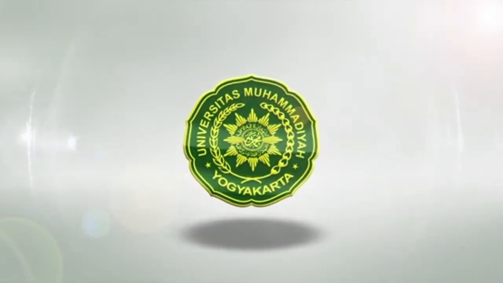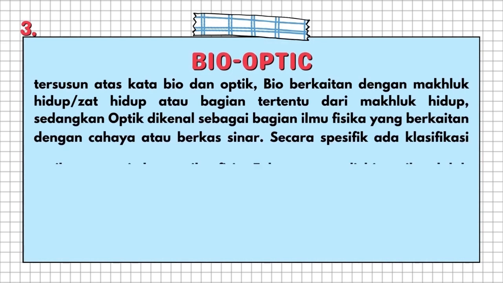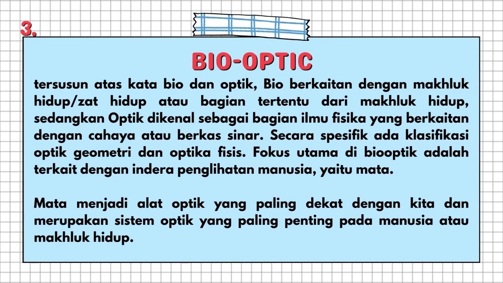Yang ketiga ada biooptik. Biooptik tersusun atas kata bio dan optik. Bio berkaitan dengan makhluk hidup atau zat hidup atau bagian tertentu dari makhluk hidup. Sedangkan optik dikenal sebagai bagian ilmu fisika yang berkaitan dengan cahaya atau berkas sinar. Secara spesifik ada klasifikasi optik geometri dan optika fisis. Fokus utama di biooptik adalah terkait dengan indera penglihatan manusia, yaitu mata.